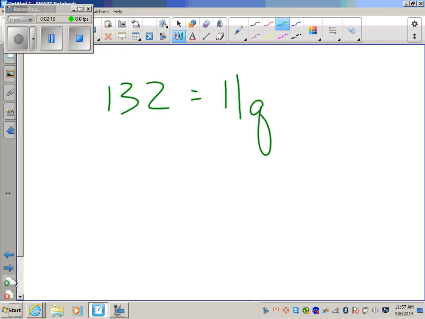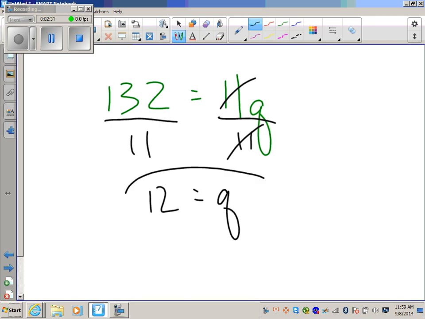132 equals 11 cubed. What's happening here? Right now we're multiplying, but I don't know what I'm multiplying by. The only way I'm going to know is to divide both sides by the 11. And 132 divided by 11 is what? 12. Very good. All right. Does it matter that the 132 came on the left side? No, remember, that doesn't make any difference, just like a scale.